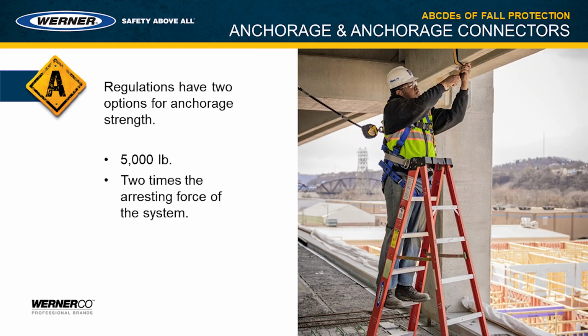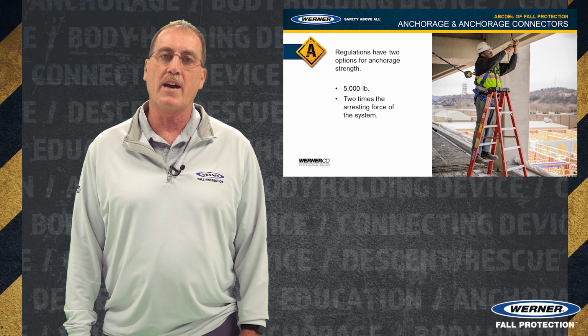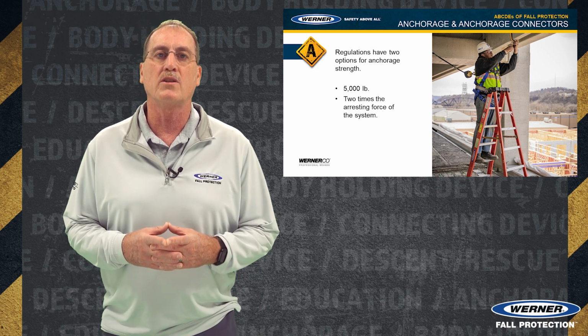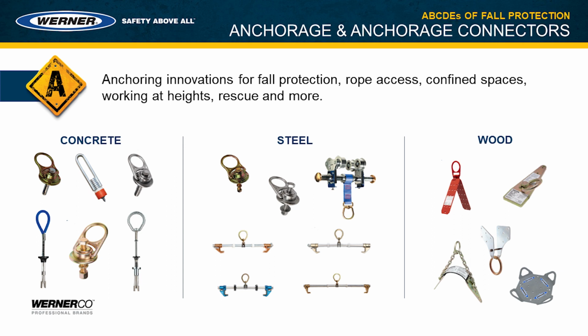When evaluating the anchor, first look for adequate strength. 5,000 pounds is preferred. Alternatively, if you cannot get the 5,000, you can use a qualified person to qualify your anchor with a 2-to-1 margin of safety. Second, look for location. Directly overhead is the preferred anchor location. If an overhead anchor is not available, select another anchorage location and be sure to evaluate the fall distance, swing fall, and clearance. Thirdly, connect the anchorage with compatible anchor connectors.